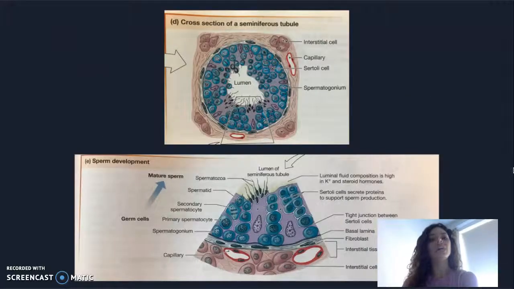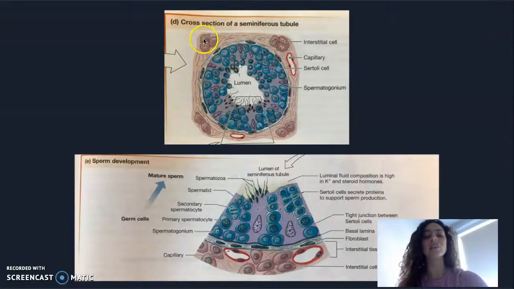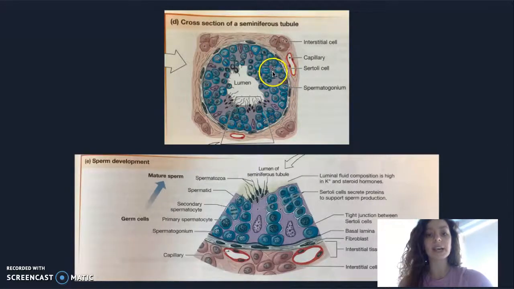So these are just some pictures showing the seminiferous tubule. On the top, you can see a cross-section of a seminiferous tubule. You can see those interstitial cells that secrete testosterone in the corners. You can see a spermatogonia right here. They're all over the place. And then you can see those purple Sertoli cells over here.